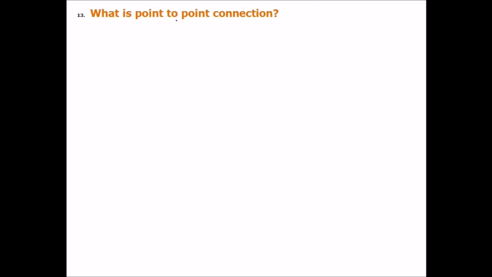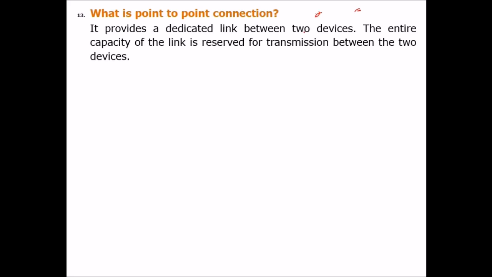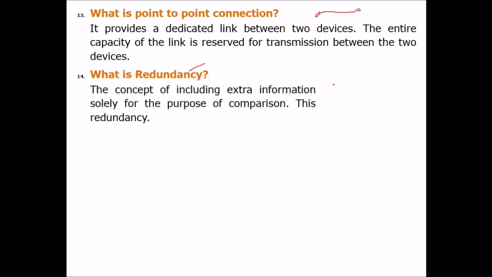Now, what is a point-to-point connection? One point to a second point. It provides a dedicated link between two devices. So the entire capacity of the link is reserved for transmission between those two devices only. What is redundancy? Redundancy is the concept of including extra information in the transmission solely for the purpose of comparison. This technique is called redundancy.